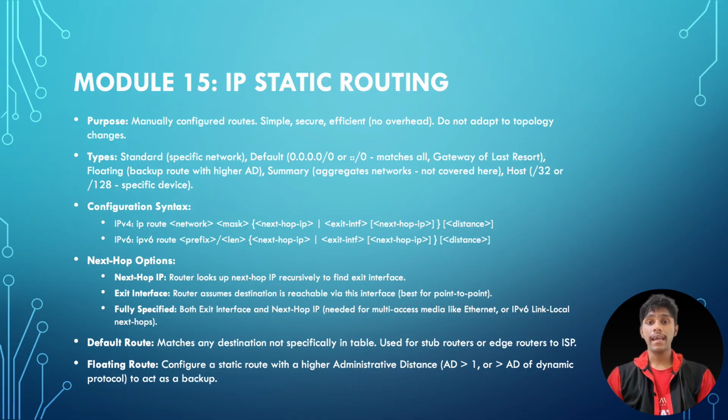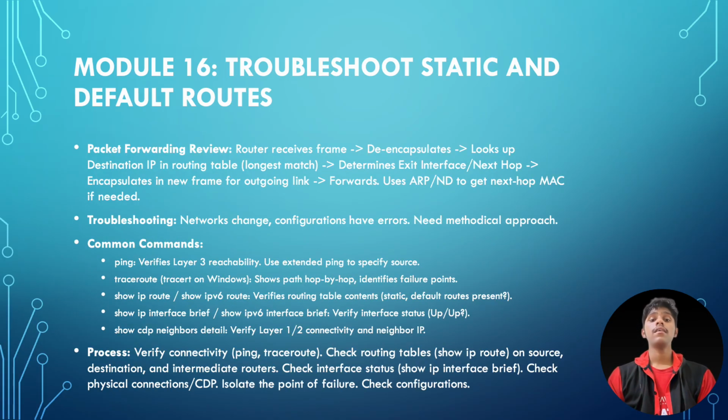For the configuration syntax, the ip route or ipv6 route command requires the destination network and the way to reach it: either the next hop IP address, the router's own exit interface, or fully specified, which uses both. Fully specified is needed for Ethernet links or when using IPv6 link-local next hops. Floating routes work by assigning them a higher administrative distance, AD, than the primary route, so they only get used if the primary route goes down. So this is all about static routing.